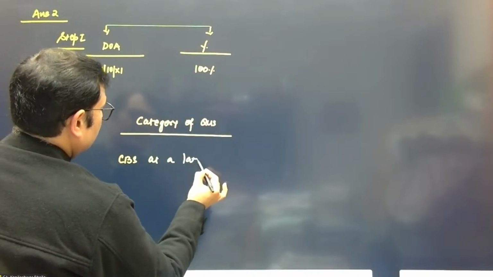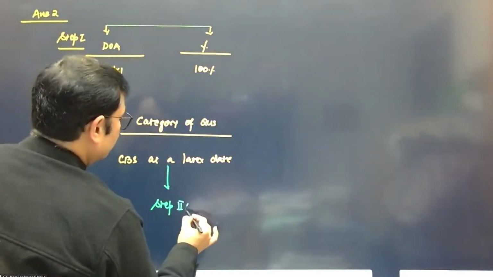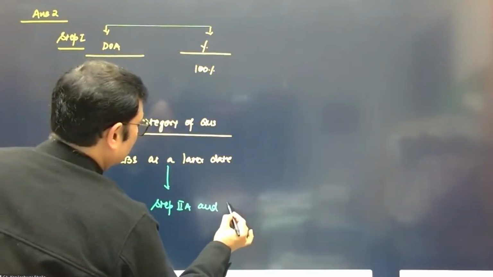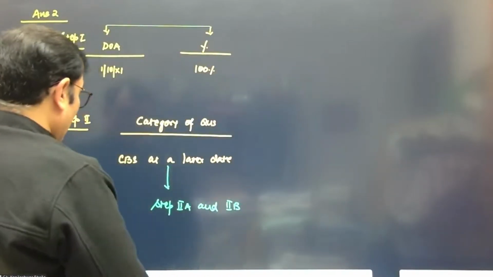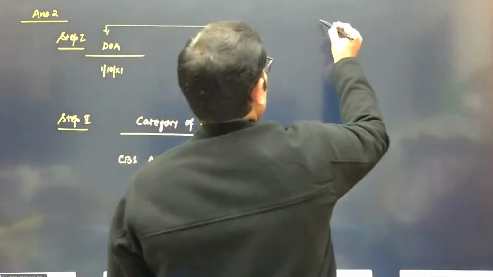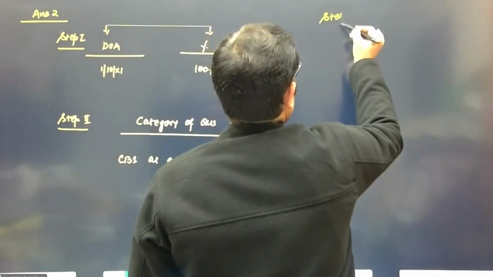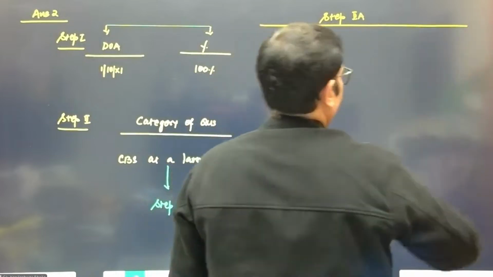So my mind immediately tells me that if it is a consolidated balance sheet at a later date, I need to go for step number 2A also, and I need to go for step number 2B also. This is what I need to conclude. Simple and straight. Okay, now comes the agenda in terms of step number 2A.